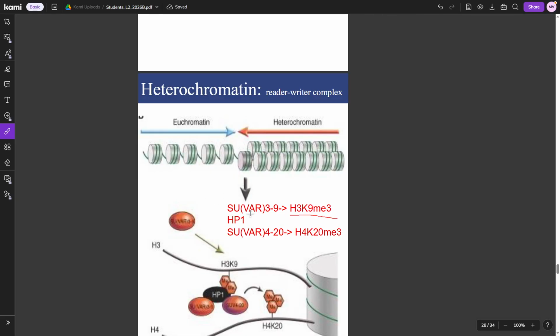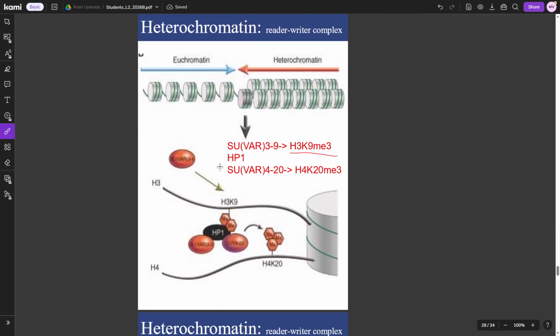Yeah, so see this, right? So this, you know what, the image is actually pretty good. So the H3K9 methyl 3 recruits this HP1. This HP1 then recruits this 420, and then this 420 trimethylates this 20, right?